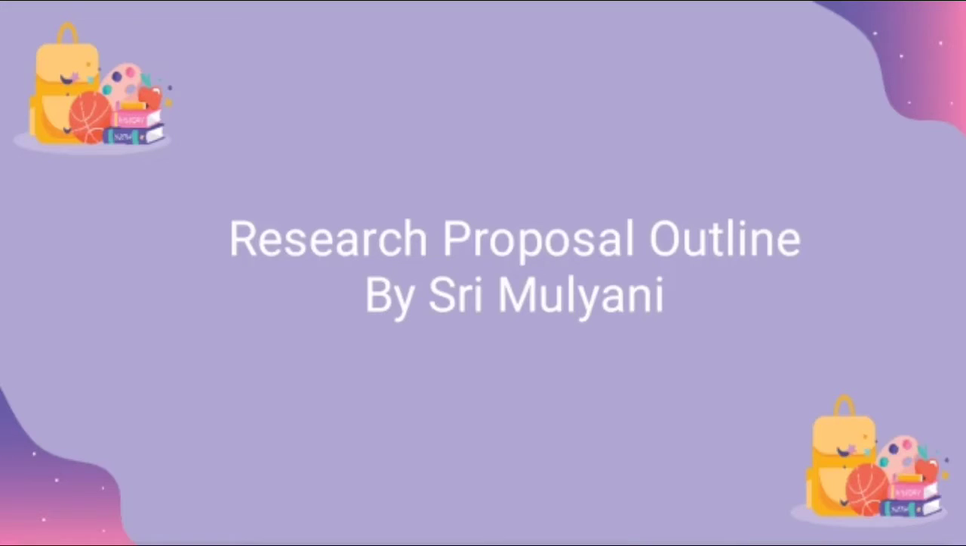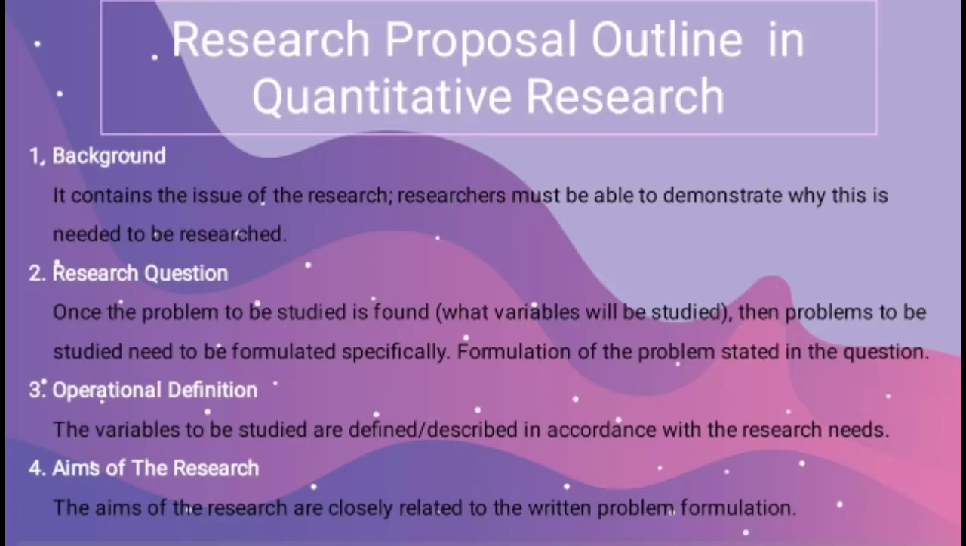Last week we already learned about experimental and non-experimental research in quantitative. So today I will continue the material about research proposal outline in quantitative research, and there are 12 outline here. Let's start from the first, it's about the background.